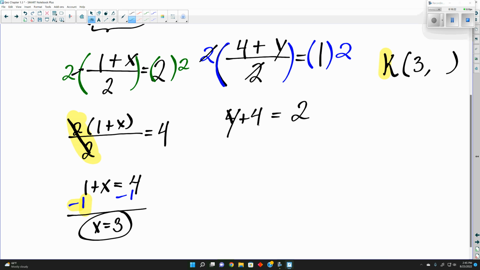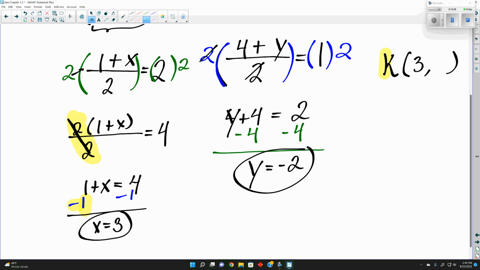So we could say y plus 4. 4 plus y, they're the same thing. Now, any questions? So we need to get y by itself, so we need to do what? Subtract 4 from both sides, which tells us y is equal to negative 2, so the other endpoint is 3, negative 2. Questions on this here?